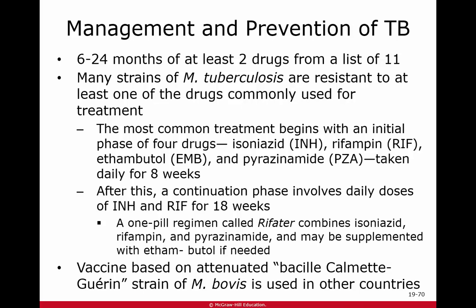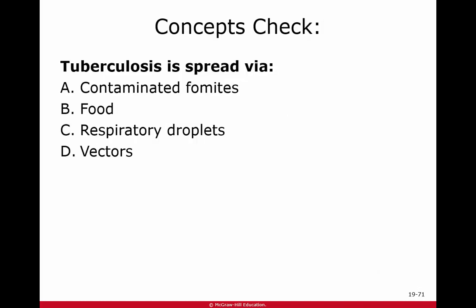So how do you treat it? 6 to 24 months of at least 2 drugs. 6 to 24 months. This is going to be how you treat it. Many strains of tuberculosis are resistant to at least one of the drugs commonly used. Most common treatments begin with an initial four drugs, and it gives the example of what the 4 drugs are. And then you have what's called a continuation phase, and then you would take these drugs for another 18 weeks. And again, it's a very intensive treatment process.